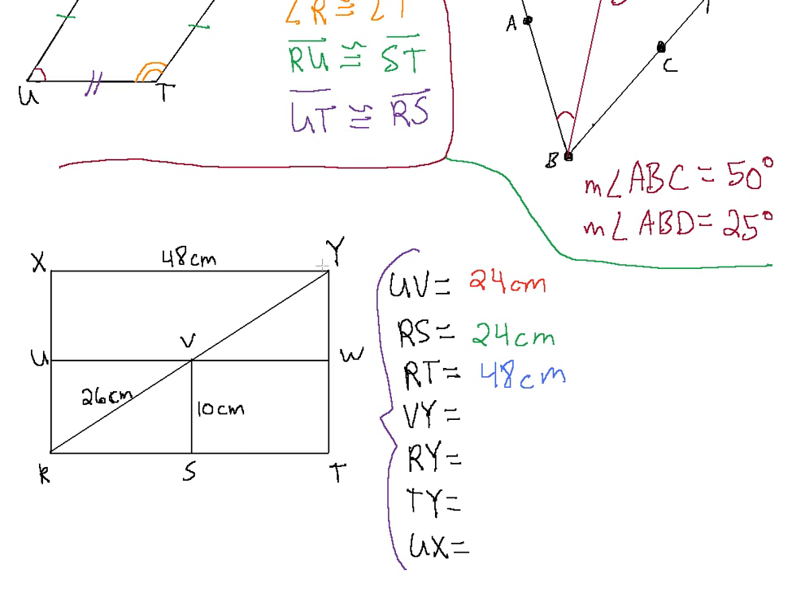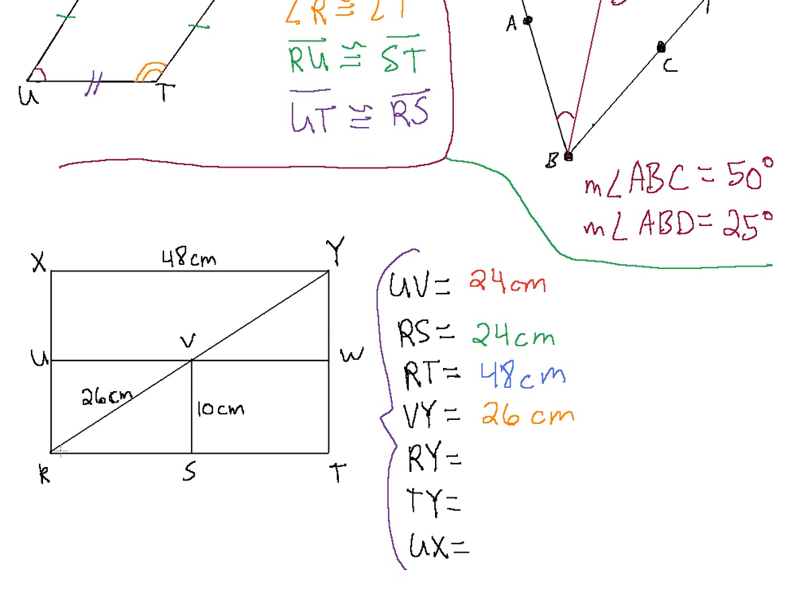Let's see, we have VY. We want to find this distance right here. Since V is the midpoint of RY, that cuts RY exactly in half. And by the segment addition postulate that we used a few sections ago, we know that 26 centimeters is this distance right here. This segment equals this segment, so VY equals 26 centimeters. And that's by the segment addition postulate.